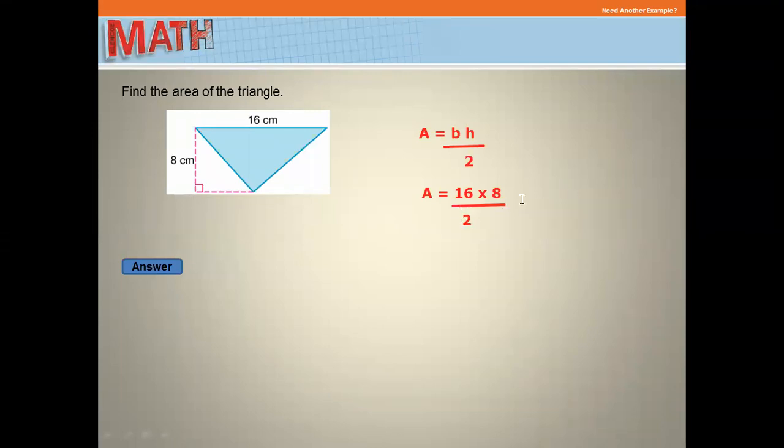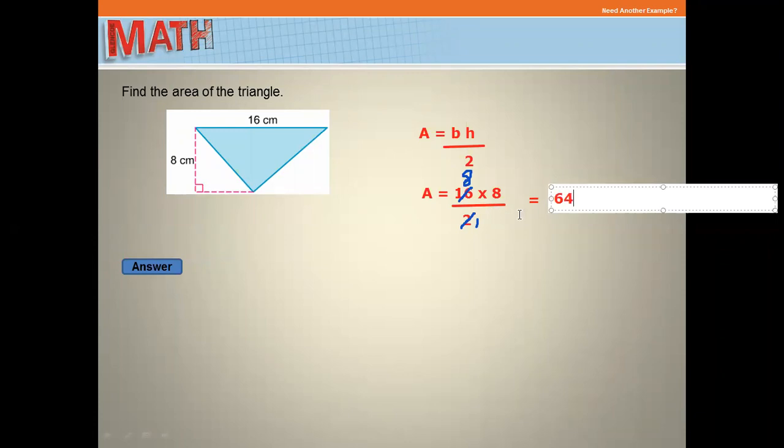It is easy to simplify before I start multiplication and then dividing by 2. I can simplify here because these two numbers are even and they are also in the table of 2. So I can simplify 16 and 2: 2 divided by 2 is 1 and 16 divided by 2 is 8. Now it's easy to find the product of 8 multiplied by 8, which equals 64.